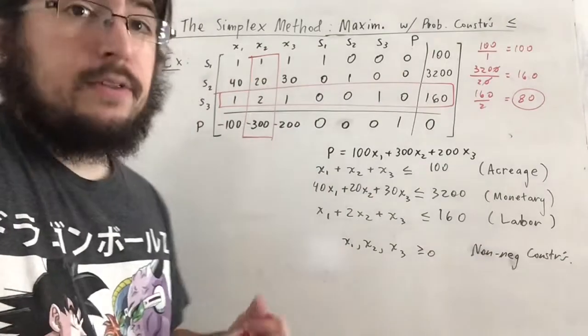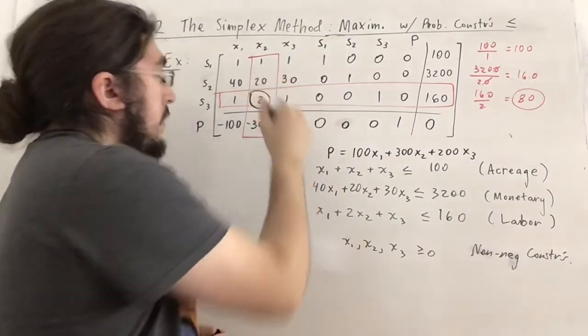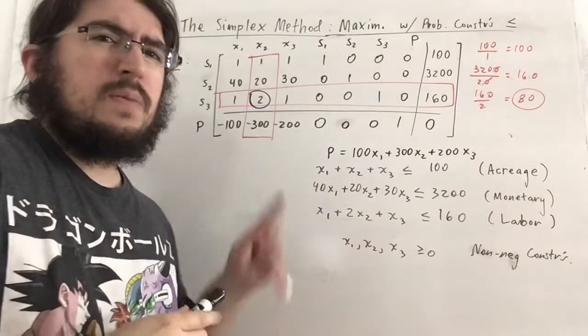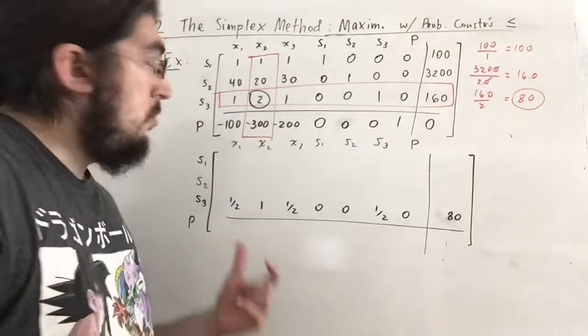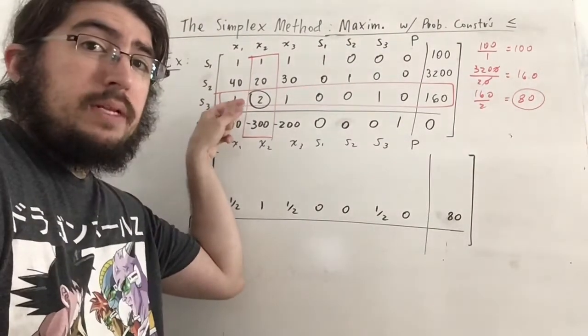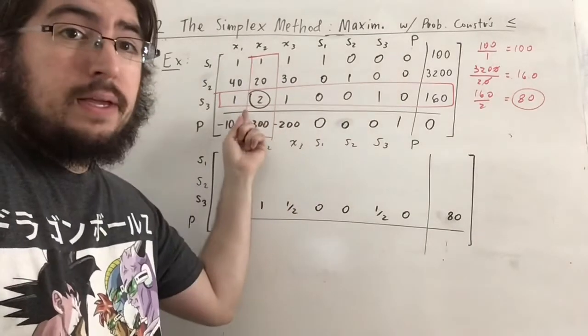So this guy right here, this 2, is going to be our pivot element. So now we're going to pivot around this. So let me erase this and we'll continue. All right, cool. So now we know that this is our pivot element. So we're going to divide this row by 2 to make this pivot element a 1.